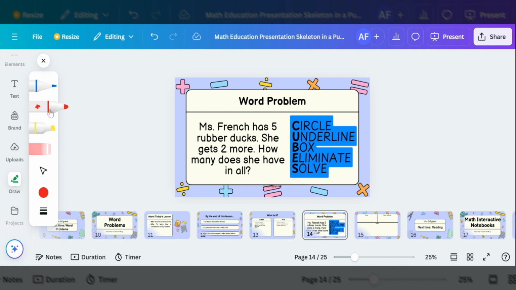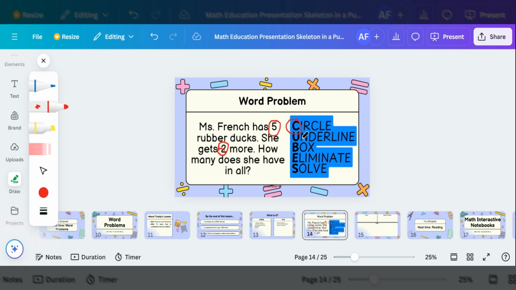So I like to color code things. So I'll start with circle. When I introduce a word problem, I'll read the problem to them. Miss French has 5 rubber ducks. She gets 2 more. How many does she have in all? And then we'll circle the numbers and I'll ask the kids what the numbers are. And we'll find that the numbers are 5 and 2.